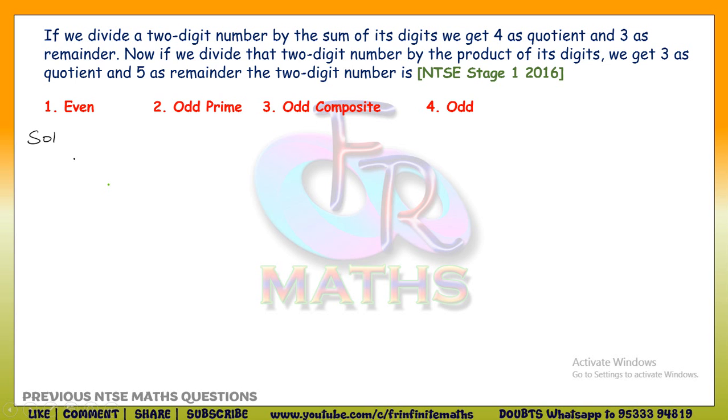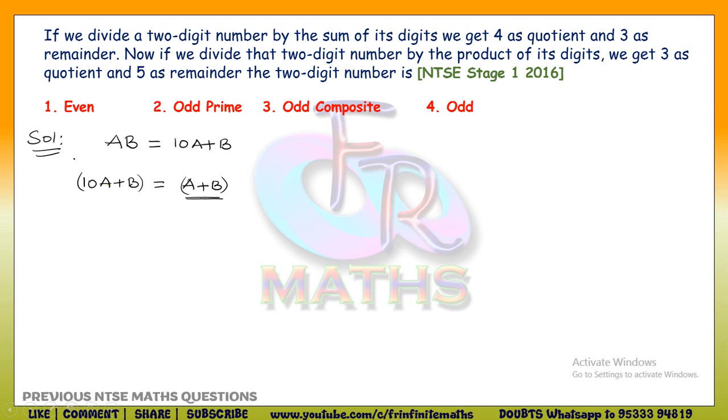Now let us consider the two digit number as AB. Then this AB I can write in expanded form as 10 times A plus B. Now what is given: if we divide a two digit number by the sum of its digits, that means if I divide this 10A plus B by the sum of its digits, simply A plus B.